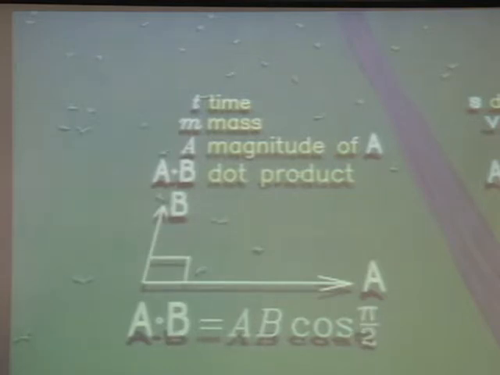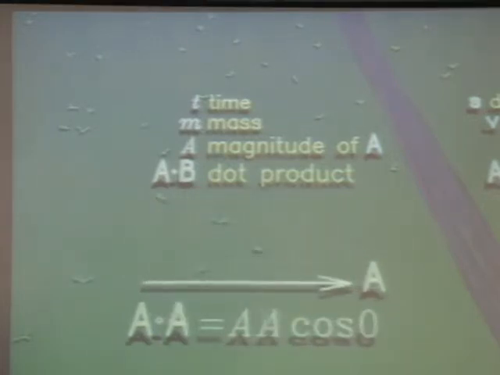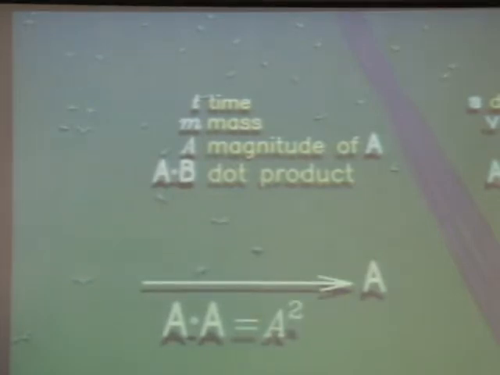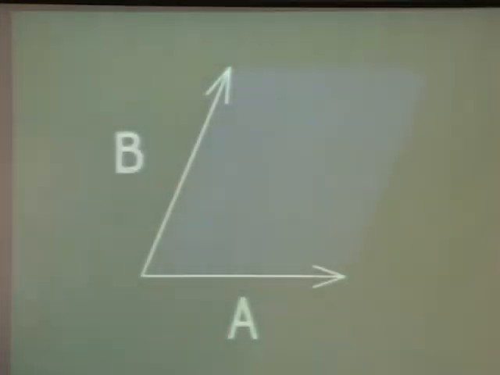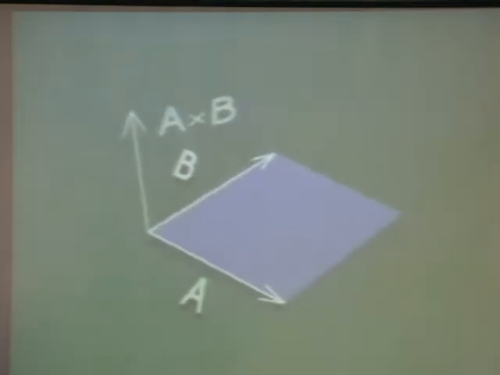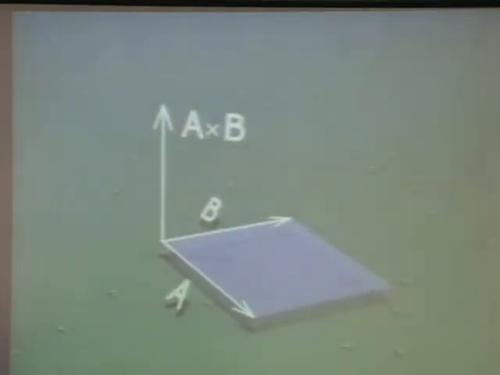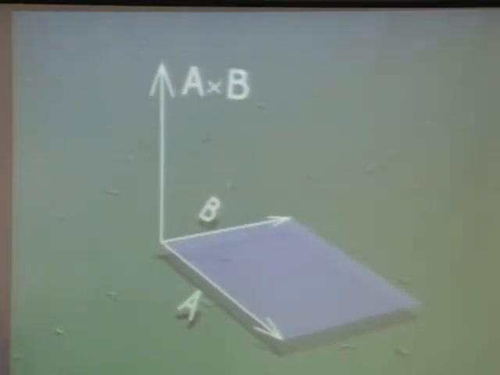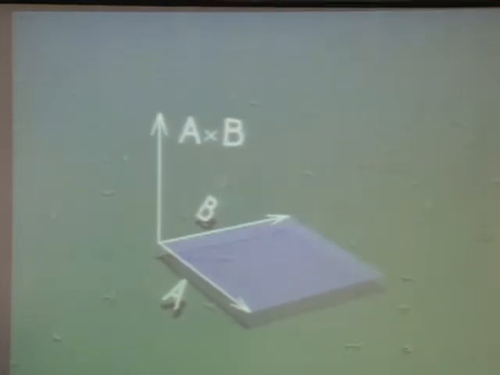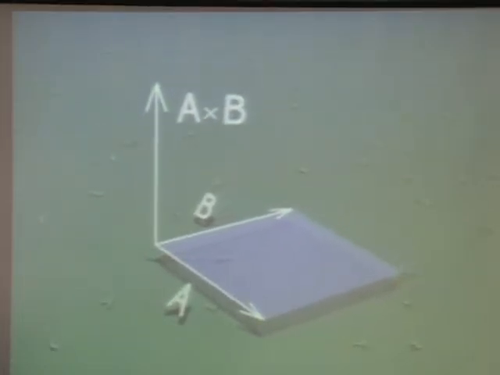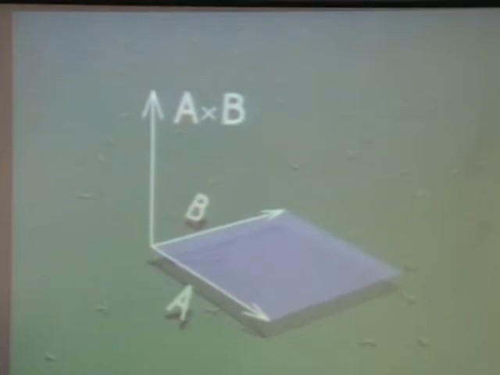If A and B are perpendicular, their dot product is 0. And the dot product of a vector with itself is just the square of its length. The cross product of two vectors is a new vector, perpendicular to the plane of the two original vectors. Its length is the area of the parallelogram formed by the original vectors.